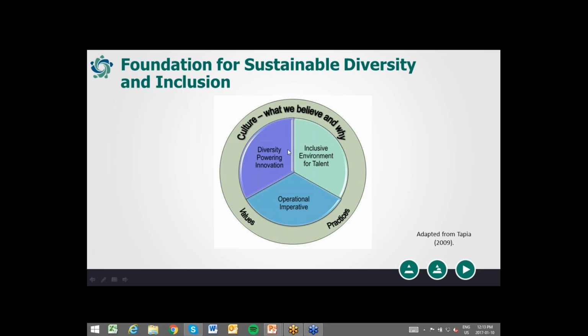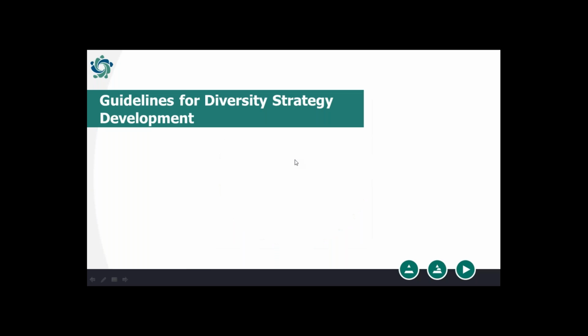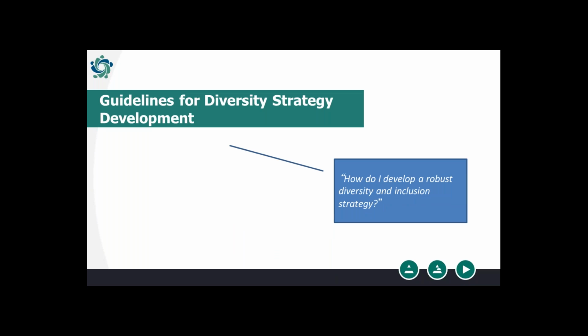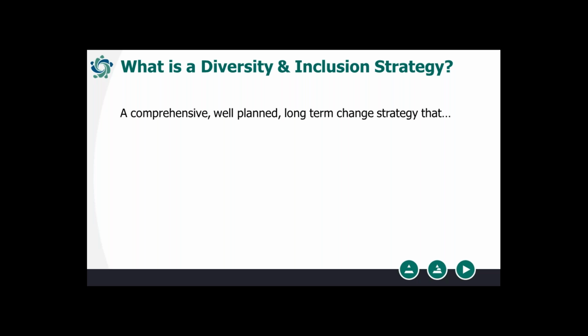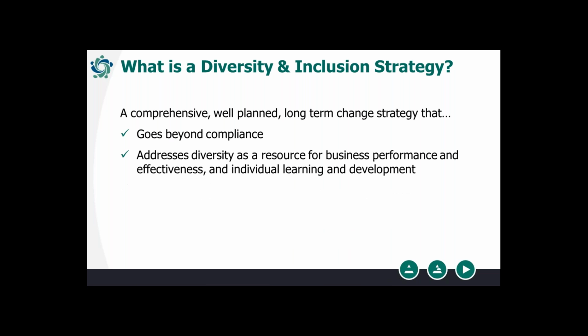So let me now take you to Agenda item 2, which is the steps towards developing a strategy. And you see my slide there on that. So if I can get Sarah to go to the next slide and say, okay, so what is it? Well, it's comprehensive, it's well planned, it's long term in terms of a change strategy. It goes beyond compliance, and I'll actually share with you a continuum a little later on to see where you are.